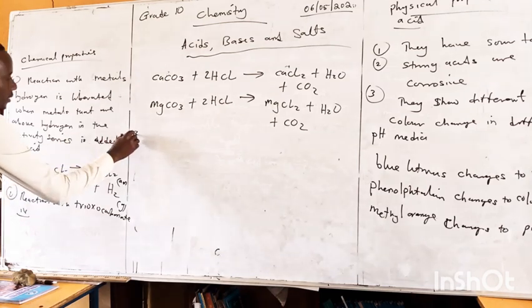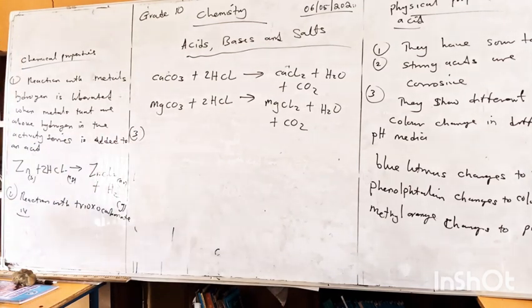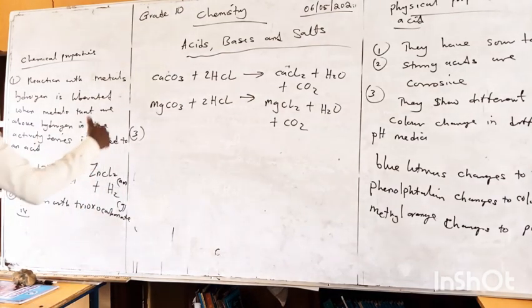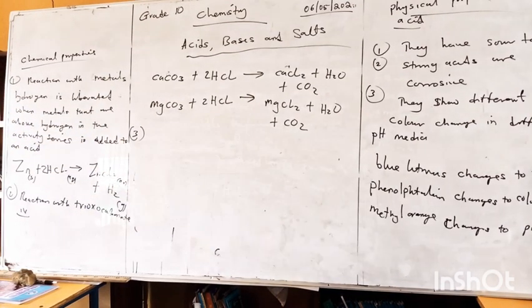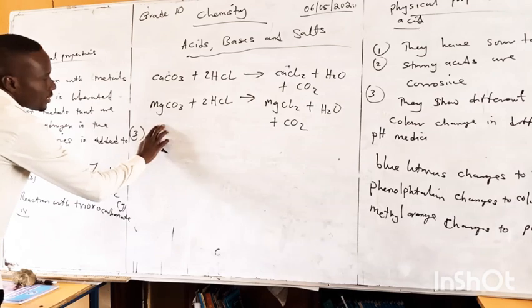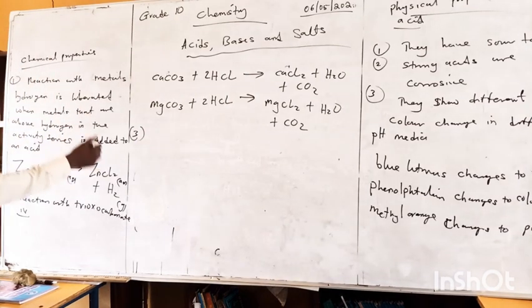Now let's look at the third reaction. The first one is the reaction with metals. This is the reaction with trioxocarbonate(IV). The third one is the reaction with bases. When you add acid to a base, it will react to form salt and water. That type of reaction is called neutralization reaction. So if I ask in the exam, define neutralization reaction, it is the reaction between an acid and a base to form salt and water.